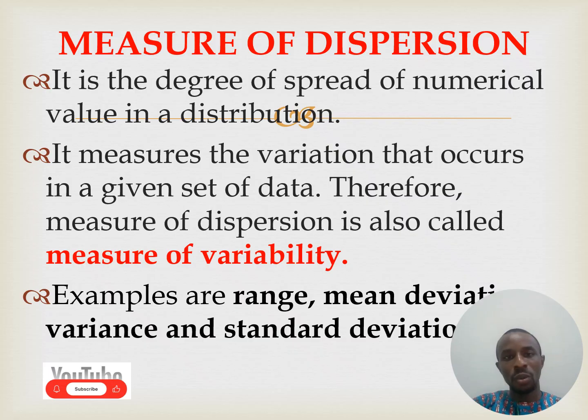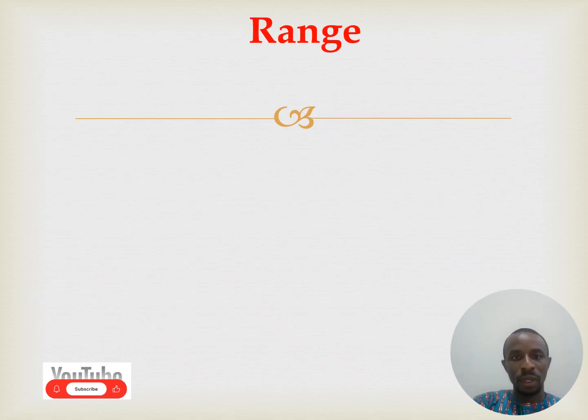So we are going to start with the first one, which is range. Range is the difference between the highest and the lowest number. That is the difference between the maximum number and the lowest number in a set of data.